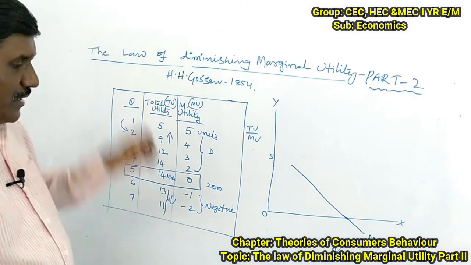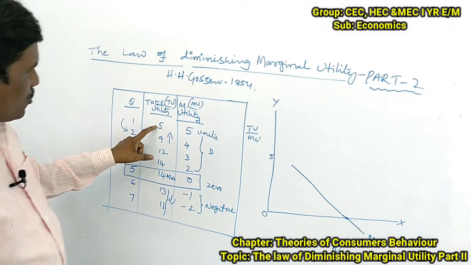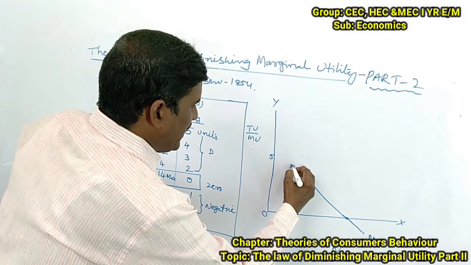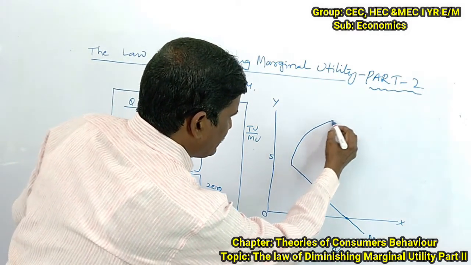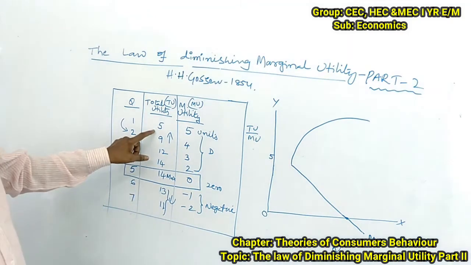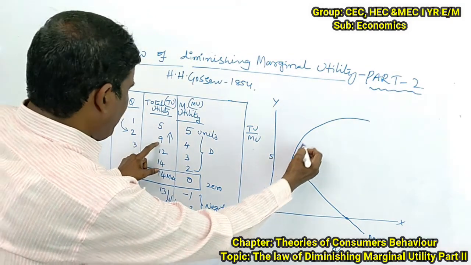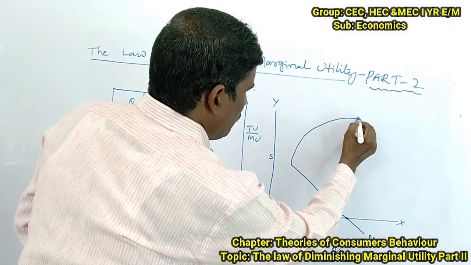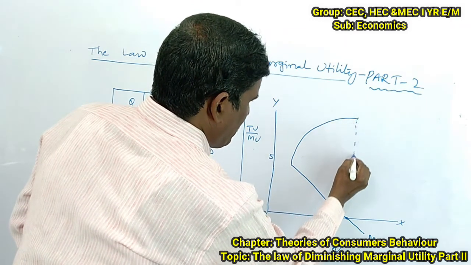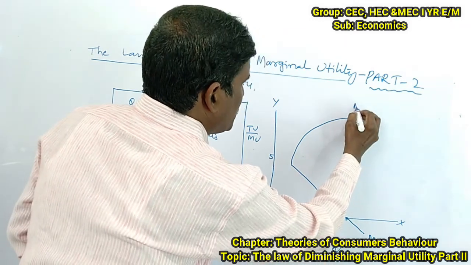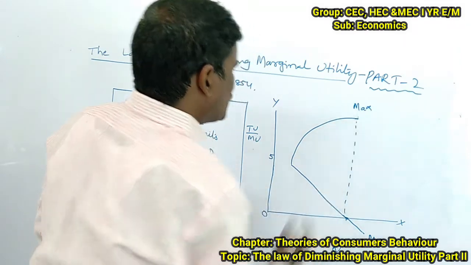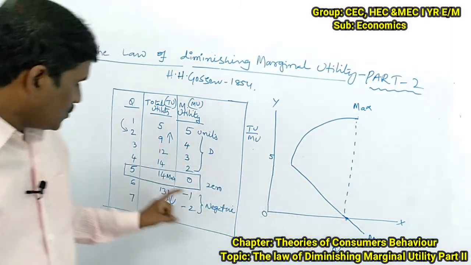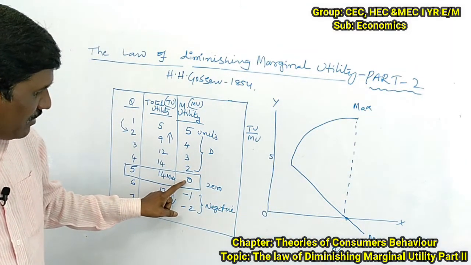Okay, MU. Then go to the total utility. Total utility also starts from 5 onwards: 5, 9, 12, it increases. Clear? 5, 9, 12, then 14. So when it is a maximum, this is maximum. When the total utility is maximum, at the same time the marginal utility will become 0.